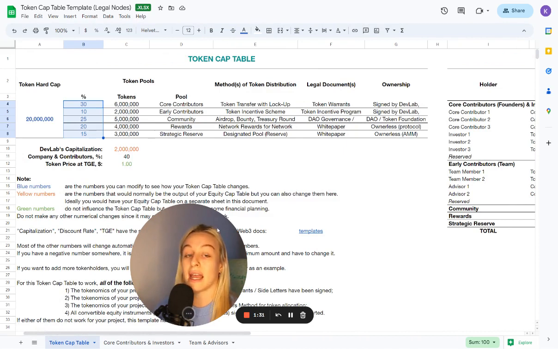So if you'd like to see how to actually use this token cap table template, you'll need to check out the other video. And remember, if you do decide to use this for your business, always seek qualified legal advice to make sure that your calculations are as accurate as possible and are compliant with all the applicable laws.